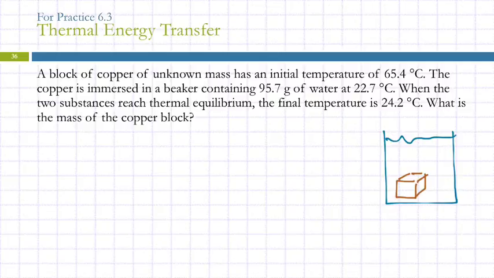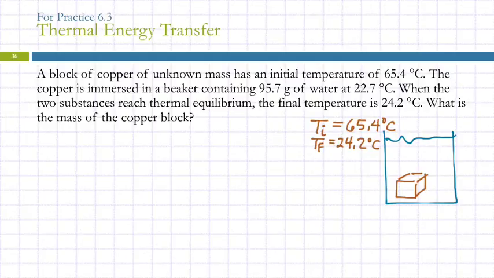We know its initial temperature, right? So the initial temperature for the copper was 65.4 degrees Celsius. What's the final temperature of the copper? 24.2. Did they give us anything else in there about the copper? They didn't give us a specific heat capacity. We're going to need that, but it's not right here in the problem. We'll have to go look it up.